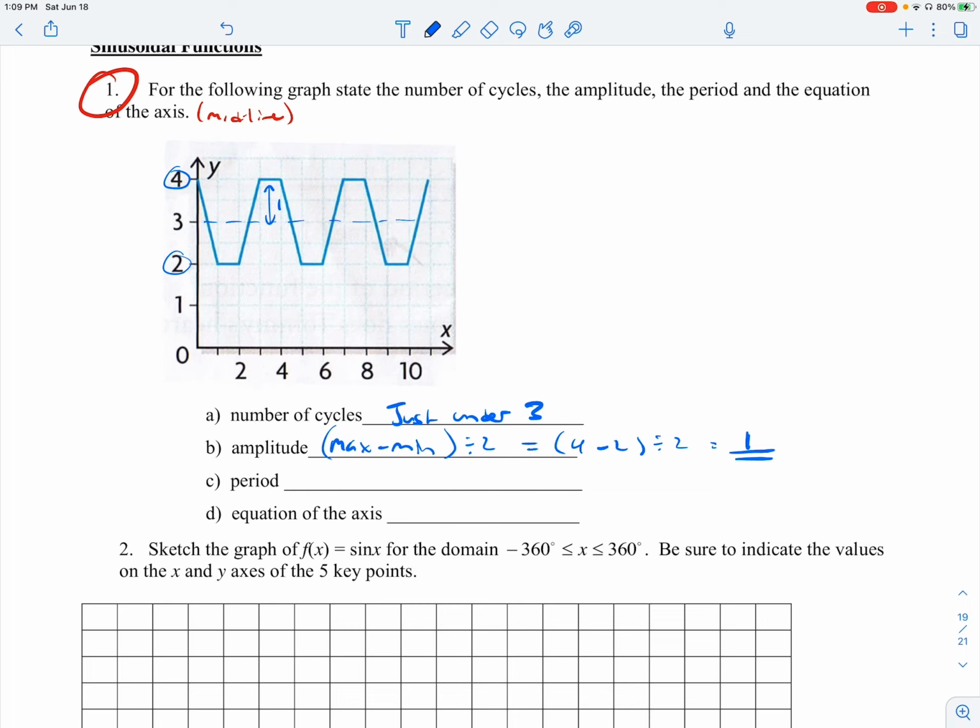Okay, the period. So how long is one cycle? That's what the period refers to, the length for one cycle. So that's the period here. Okay, 4 units. What's the equation of the axis? So this midline I put through here, it happens at 3. So you could just say y equals 3.